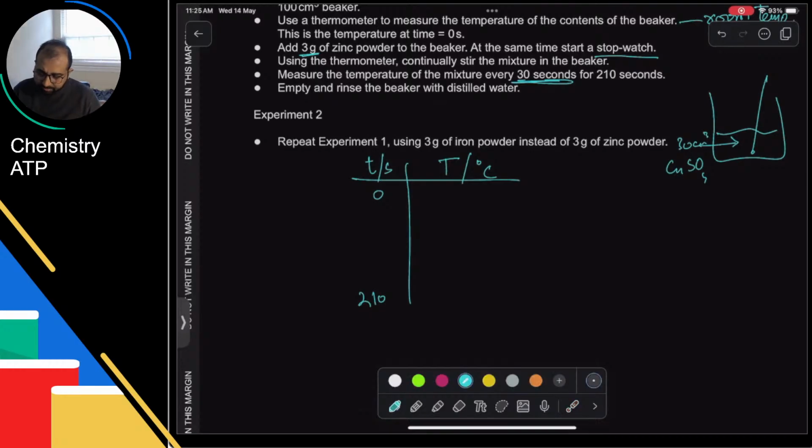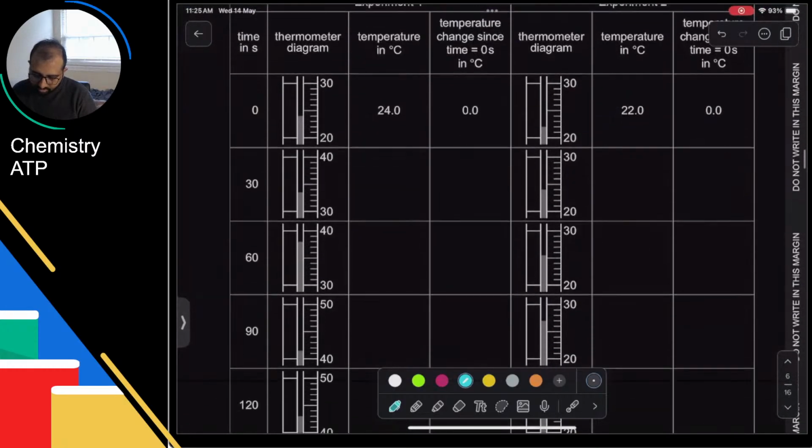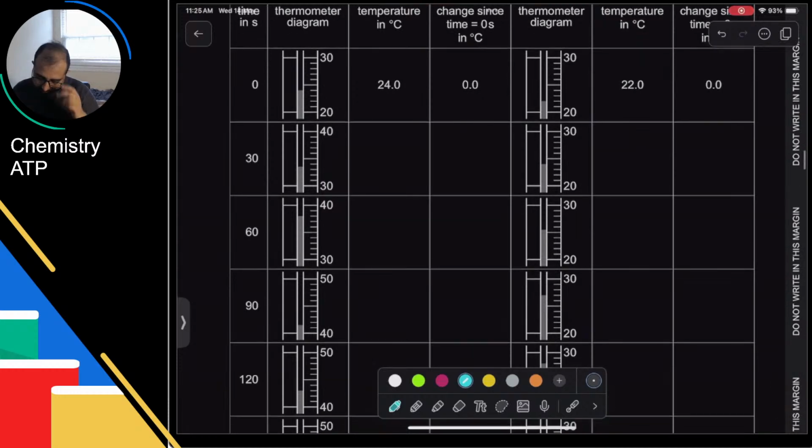Alright, repeat experiment 1 using 3 grams of iron. So this was with zinc, they will do the same thing with iron, and they will get all these different values. Okay. Alright, so this one's pretty straightforward. You just have to get the values.